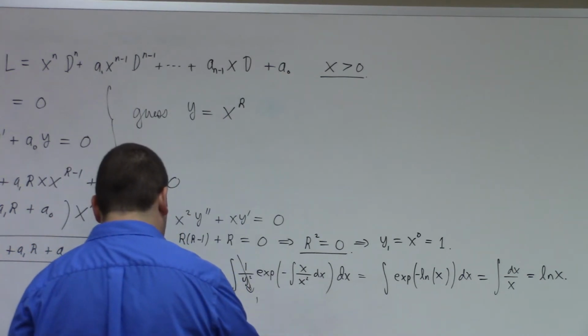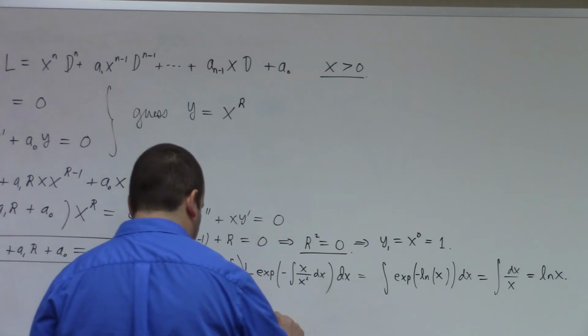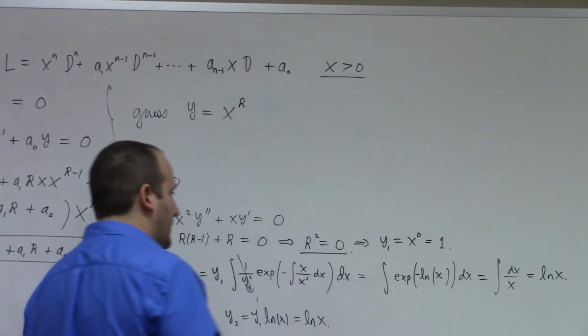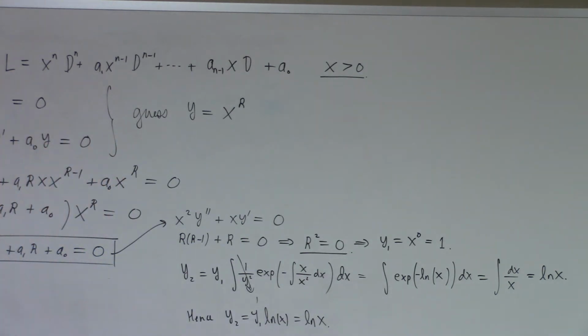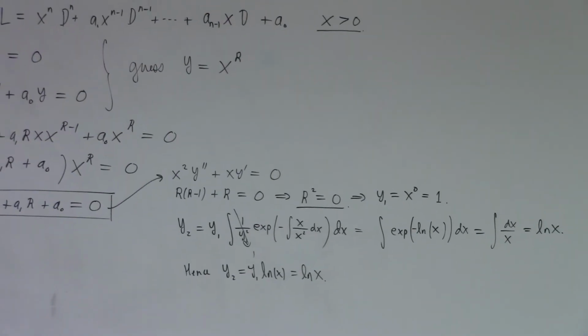So hence, y2 is equal to y1 ln of x, which is just ln of x. That's not special to r equals 0. That happens whatever r is. When r is a repeated root, you get natural log of x times the first thing. That gives you the solution set.